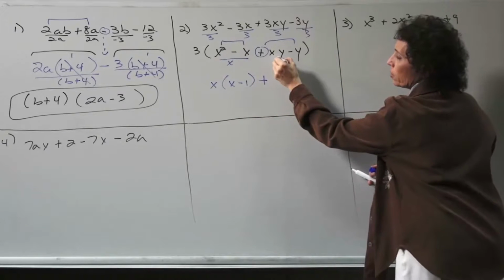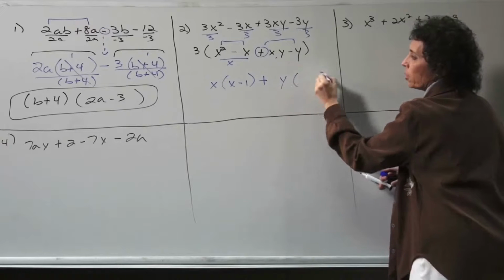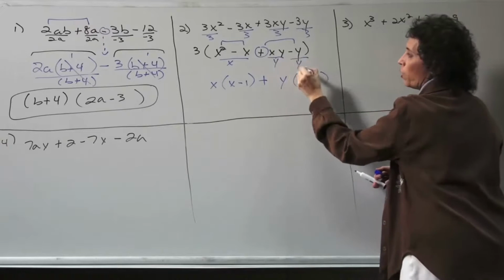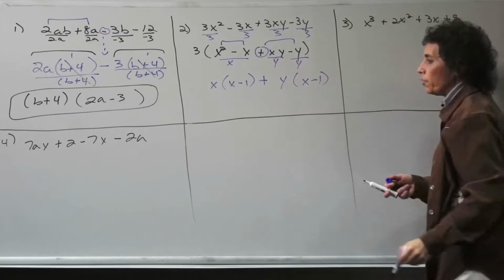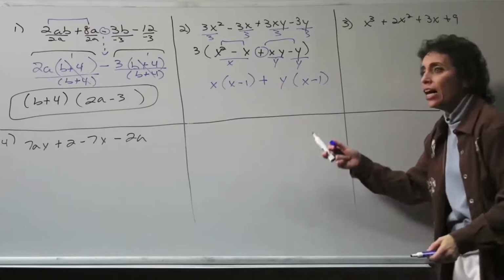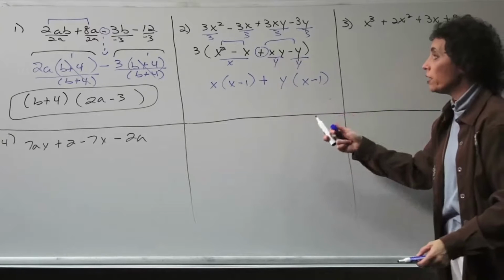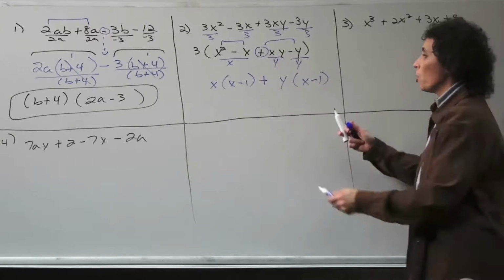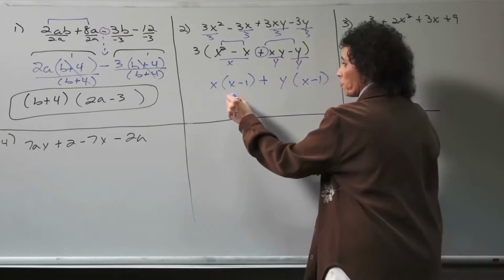Okay? Here, there's a y in common. We divide by y, we get x minus 1. Now, are we done? No, we're not done. We are not done here. So here's what we're going to do.